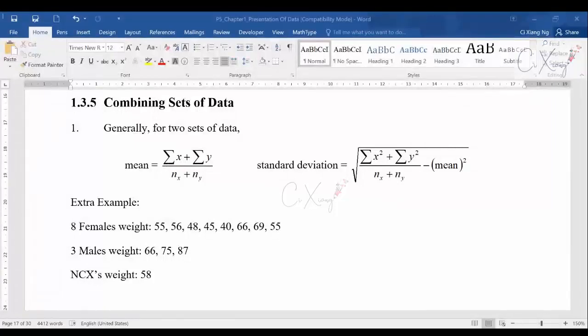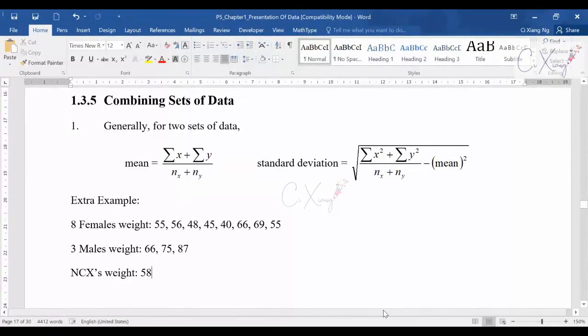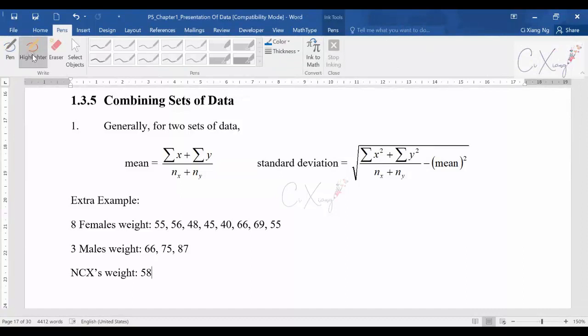Alright, so for today's video, we are going to extend our calculation for the mean and also standard deviation into maybe 2 or more groups of data. If you have a look at our notes here, we have this part we call combining sets of data. When you want to combine two sets of data, generally it's like that.